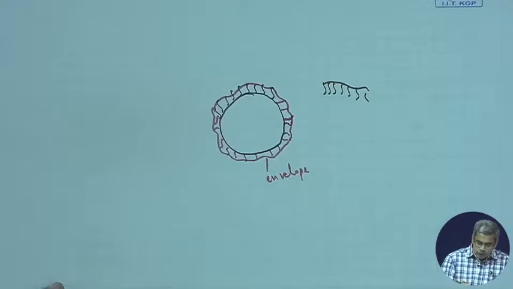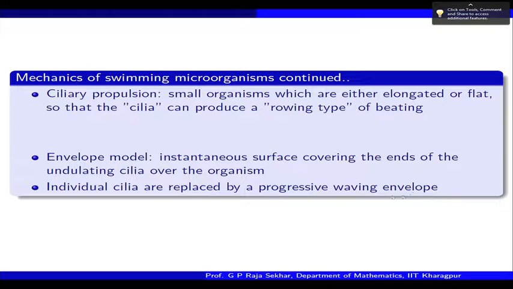Okay. So, basically Lighthill and then John Blake have tried to model. So, they have introduced this so-called envelope model, and then on this surface the movement of these cilia is given in some sense as a surface activity. Okay. So, that will drive the flow. We are going to see that, and individual cilia are replaced by a progressive waving envelope. That is what I mentioned. So, there will be a metachronal wave, and then this wave-like envelope. So, that is the progressing wave-like envelope. So, that is the model.